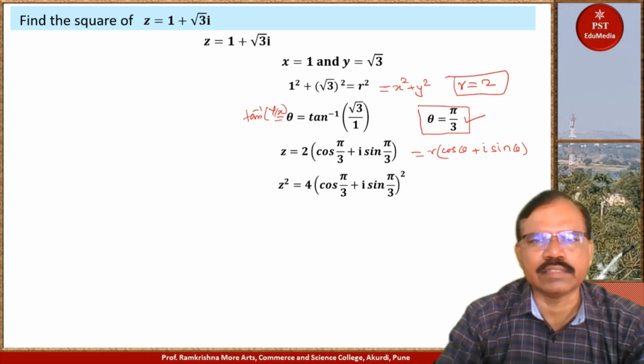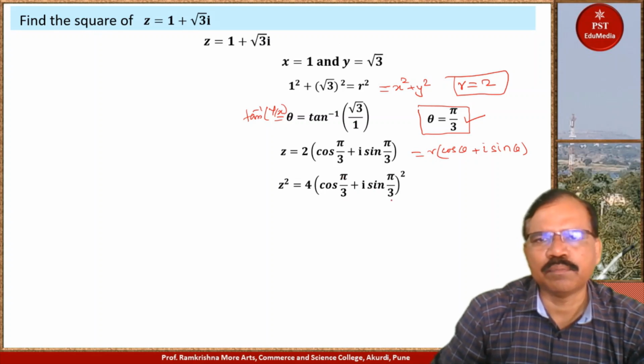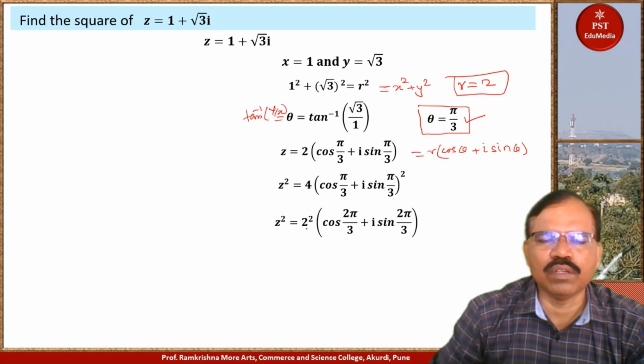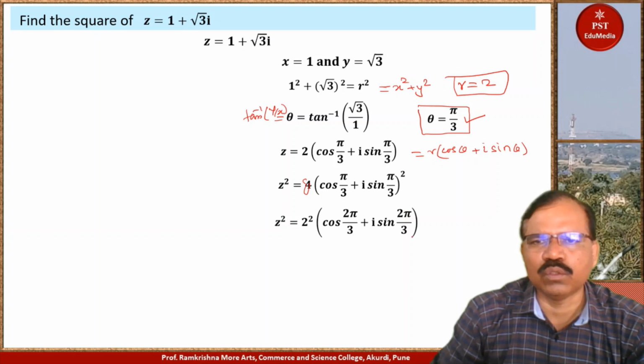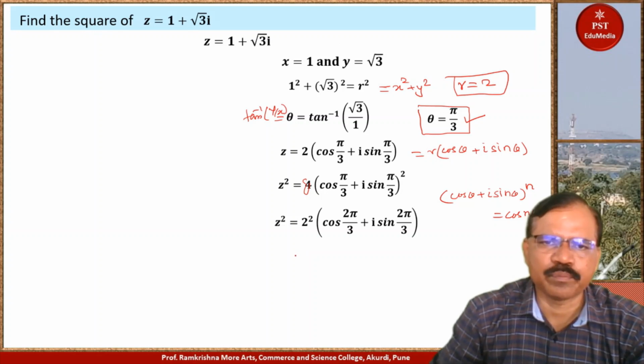Now let us take z square. So z square is equal to 2 square, that is 4, (cos pi by 3 plus i sin pi by 3) whole square. Now if we use De Moivre's theorem, we get z square is equal to 2 square, means 4 (cos 2 pi by 3 plus i sin 2 pi by 3), because (cos theta plus i sin theta) raised to n is equal to cos n theta plus i sin n theta. So we got z square is equal to this.